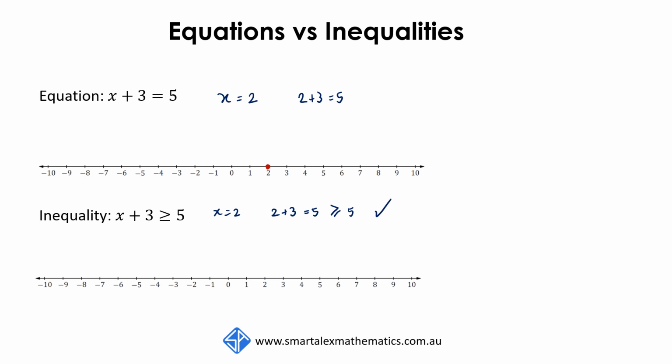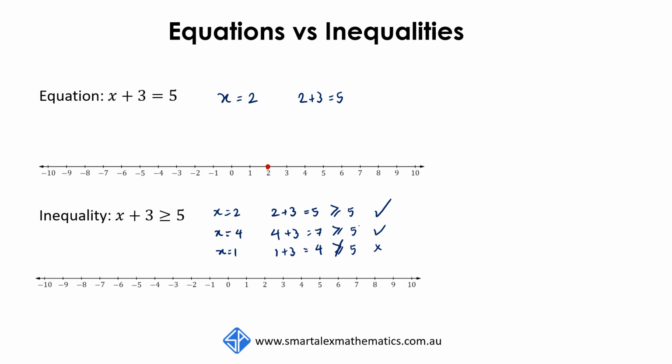If I take x = 4, my left-hand side becomes 4 + 3, which is 7. Now, this is still greater than or equal to 5, so that's still going to make the inequality true. But let's say I now take x = 1. My left-hand side becomes 1 + 3, which is 4. Now, this is no longer greater than or equal to 5, and this inequality will no longer hold.